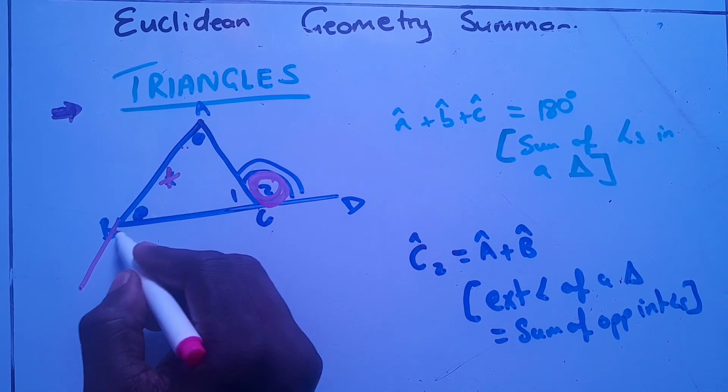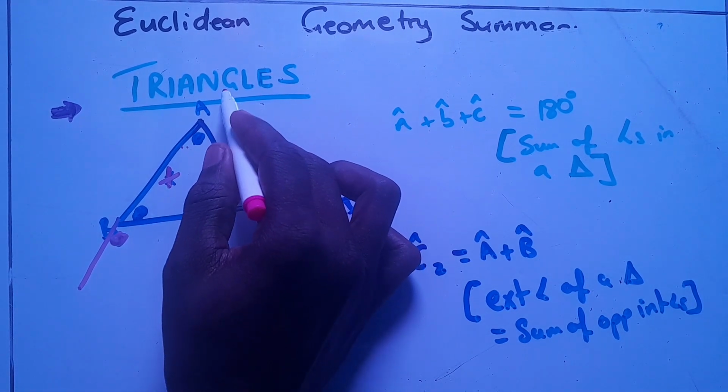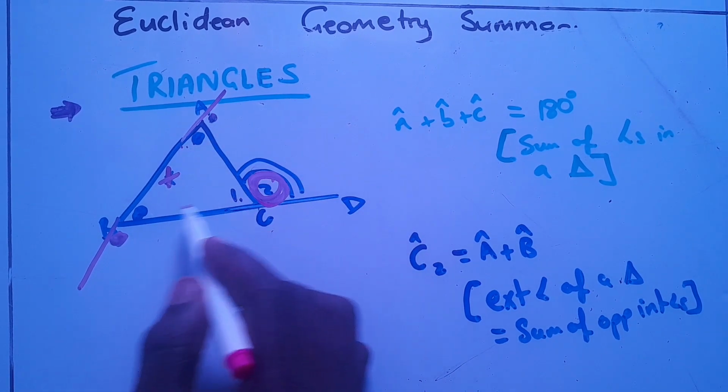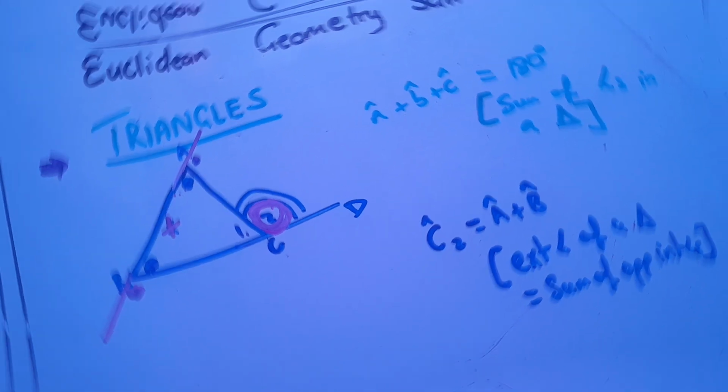No matter the situation, if we extend also here, this will be equal to this and this. If we extend there also, it means that this will be equal to this plus that. So still fine like that, right?